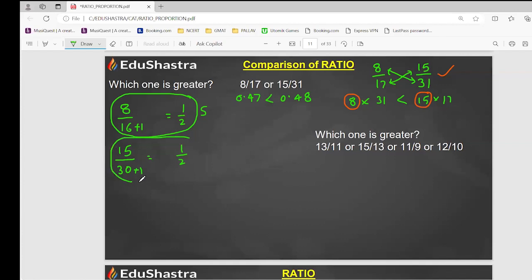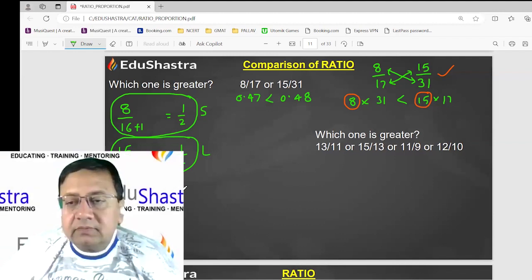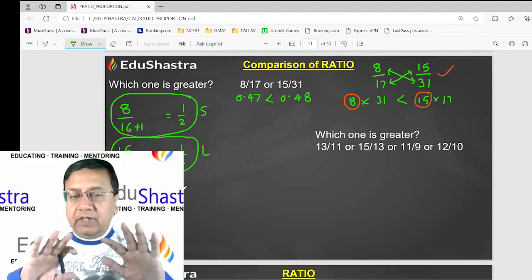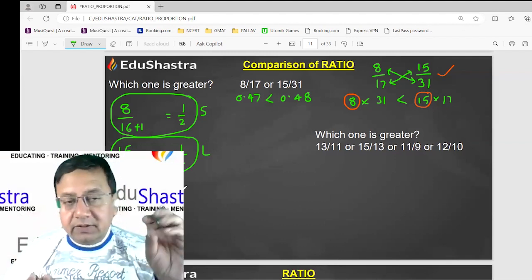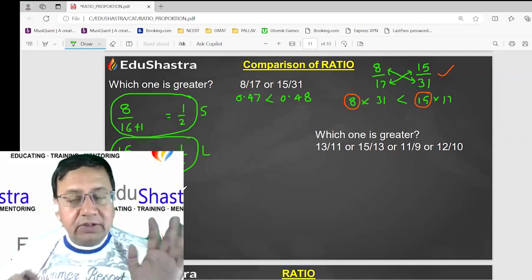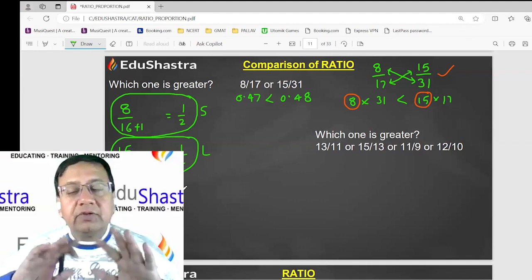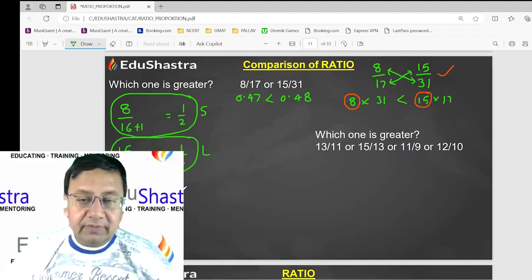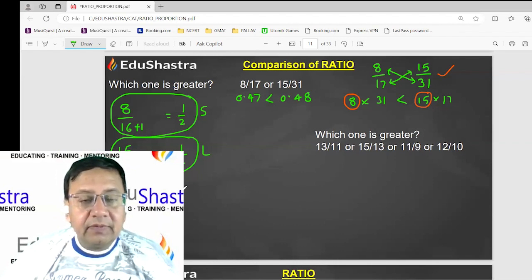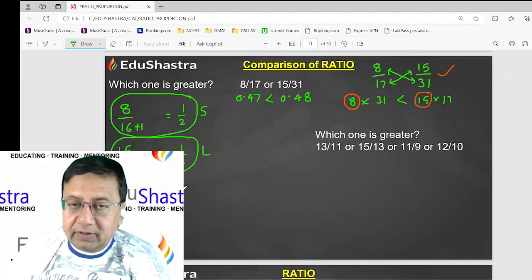And this 15 by 31 is what? This is a large fraction. Getting this? So in this, we are not doing any kind of calculation. We are just working logically, right? These are the shortcut and logical approach in the questions. And when you work this way, you're solving the question quickly and instantly. Got this? So the first fraction 8 by 17 is smaller than the 15 by 31.